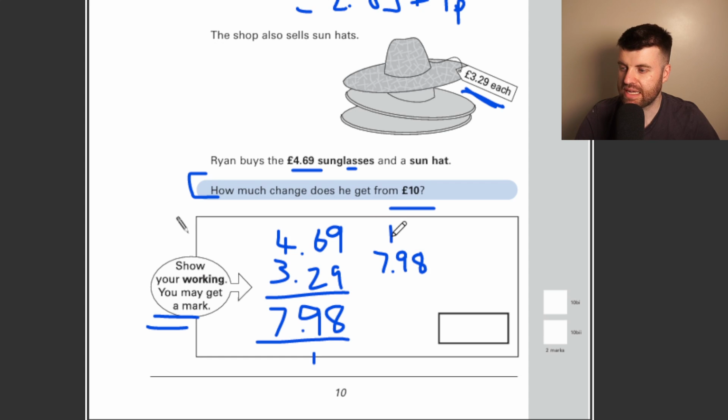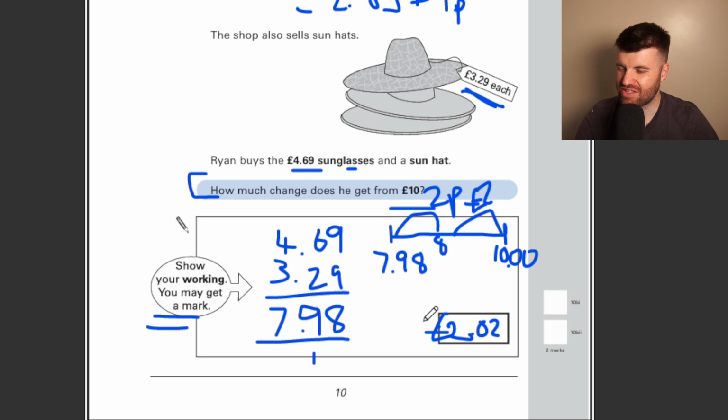Okay, that's how I can work out change. Go from the lowest amount. We're going to head up to £10 with the decimal in the middle. How do I do that? Well, 2p gets me up to £8, and then £2 gets me up to £10. So the difference is £2 and 2p.